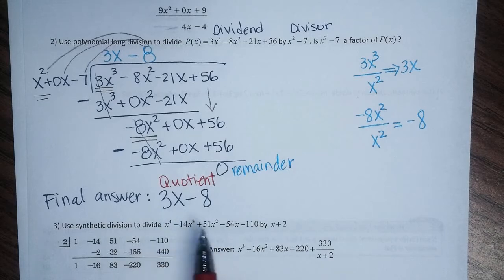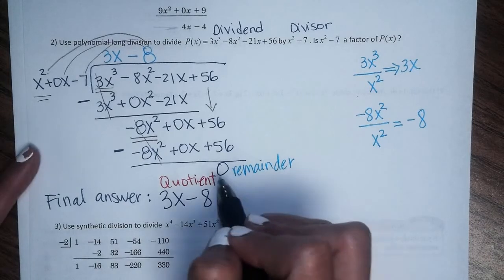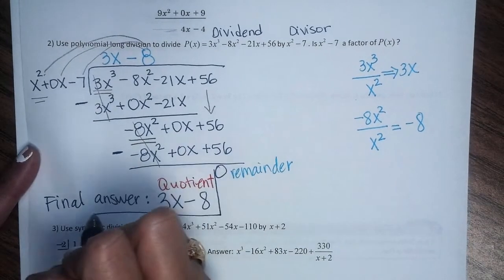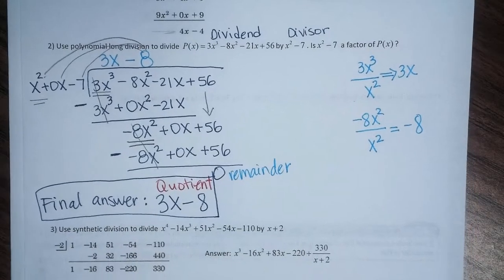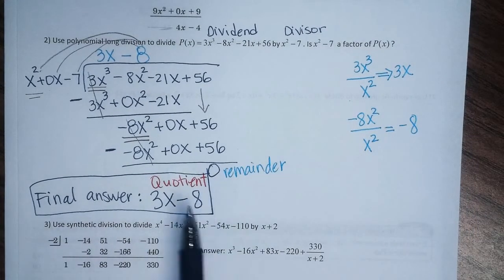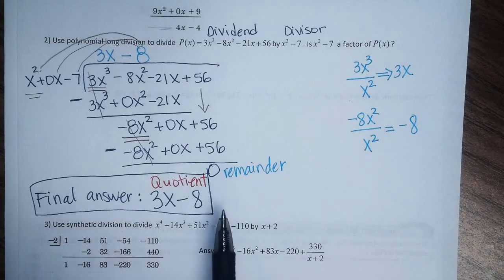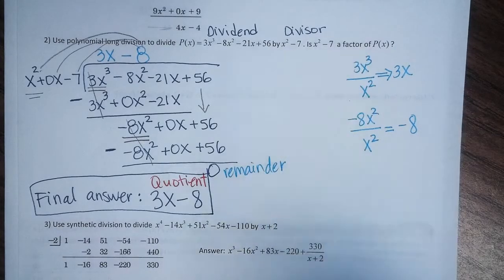And then you're supposed to do plus the remainder, but here the remainder is 0. So therefore, I'm just going to leave my final answer like that. So this is my final answer, 3x minus 8. And that's because the remainder was 0, so I don't have to plus 0, so just leave it like that. And now the last thing you need to know about remainders. When the remainder is 0, that means that your divisor is a factor of the polynomial.